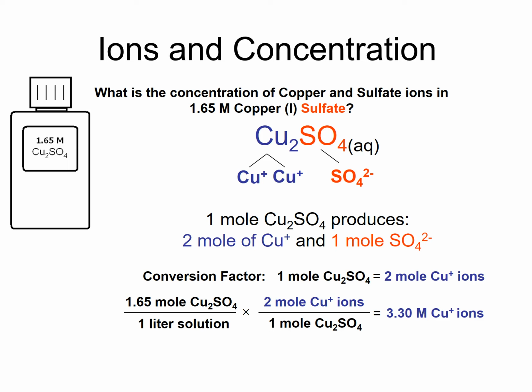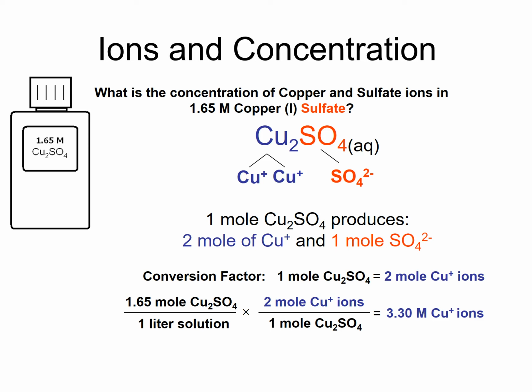If you go back and think about this, it does make sense. The original solution concentration is 1.65 molar, but copper ions are present in twice the concentration because, after all, we get 2 copper ions for every 1 formula unit. So it stands to reason that the copper ion concentration should be double that of the formula unit concentration, since there is this 2-to-1 separation going on.